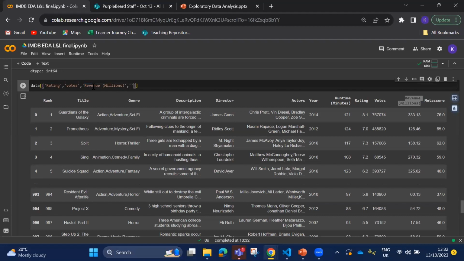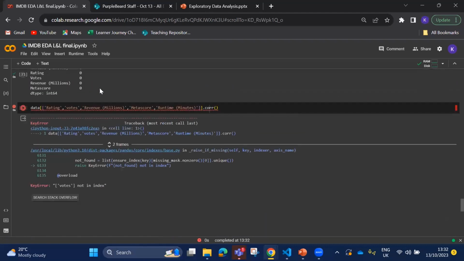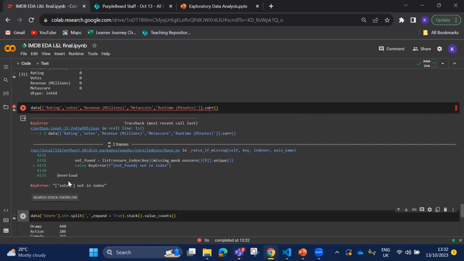Then what else do I have? I have Metascore, then I have runtime. I think it's minutes. All right. So if I take correlation of each value with each other, votes is not an index.